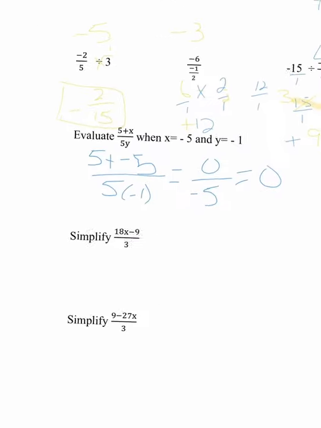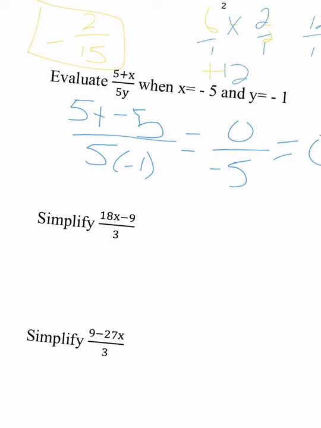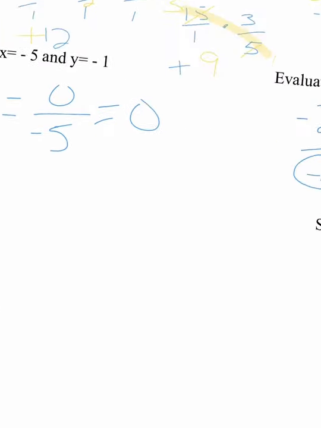Alright, so now we're going to simplify. So when it says simplify, we're going to break it apart. So we're going to look at 18x divided by 3, and then we're going to look at negative 9 divided by 3. So 18x divided by 3. So 18 divided by 3 is 6, and then you have your x. Okay, then we're looking at negative 9, because that negative is in front of that 9. Negative 9 divided by 3. So we get negative, because it's 1 negative. 9 divided by 3 is 3. So my answer would be 6x minus 3. All you're doing is dividing the different parts of the thing.